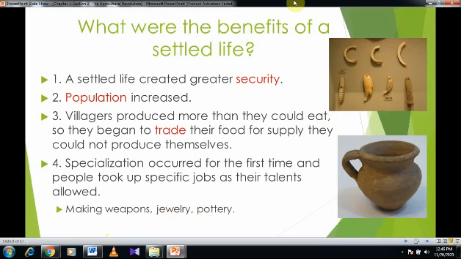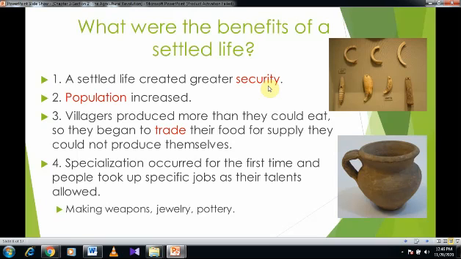So, what were the benefits of a settled life? The Neolithic Age, the Agricultural Revolution, the New Stone Age. What were the benefits of settling in one place and not moving after food? The first advantage was that the settled life created greater security. Instead of moving from one place to another, not having the same house or shelter to keep you in, they now settled in one place like a small city or a small country, a small community where they all live together, which provided the first advantage, which is security.